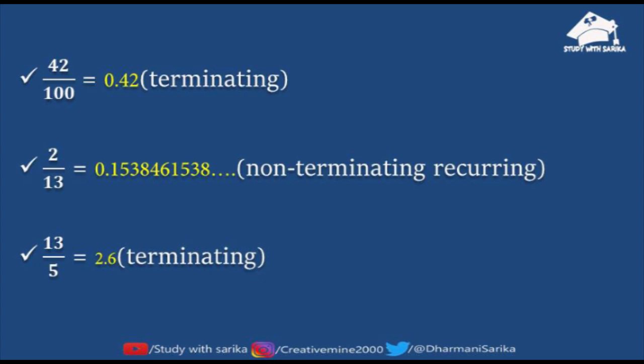And the last example is 13 upon 5. In its decimal expansion, it clearly shows that it is a terminating kind because its value terminates after 1 decimal place. So yes, it's a terminating kind.